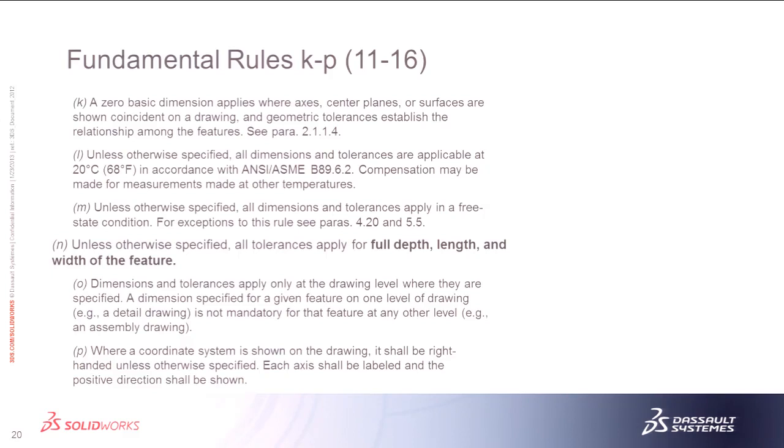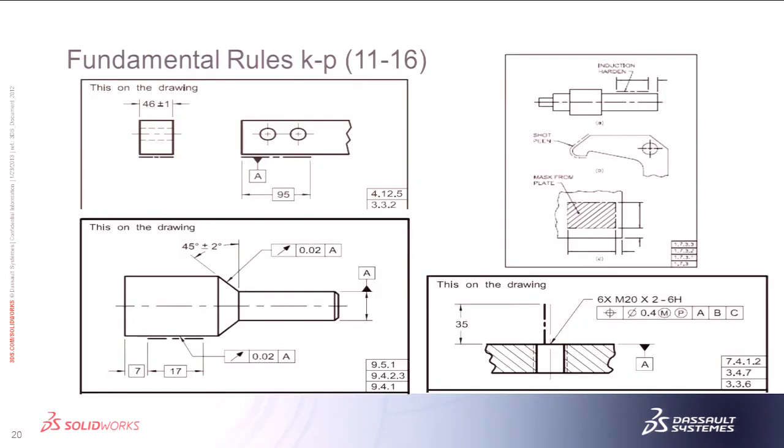Okay. Unless otherwise specified, all tolerances apply for full depth, length, and width of a feature. So, not just the location of the first edge you come to, it's the full depth of the hole. So, you know, if you're inspecting a part and you take a gauge pin and you go to shove it down in there, and it starts, doesn't go all the way through, bad part. It's got to go completely through. So you can specify other than full length, width, and depth. You do that by chain lines.